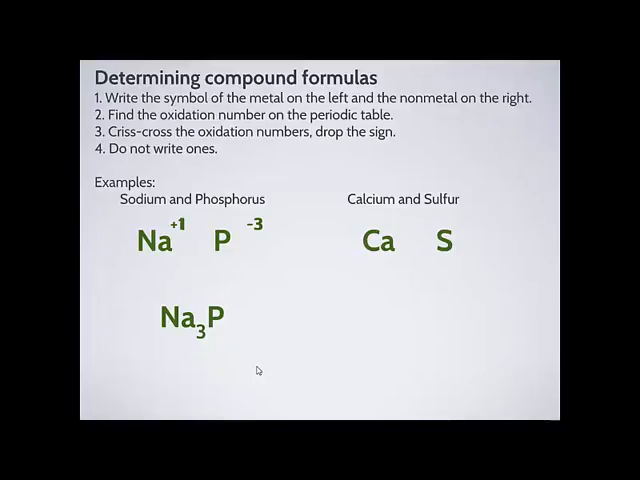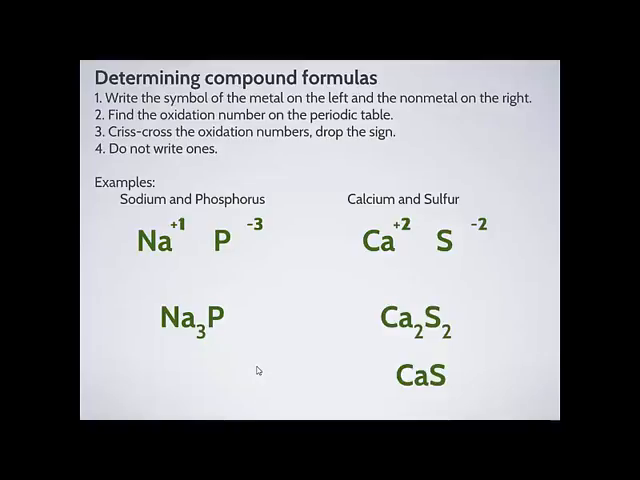Calcium and sulfur. What is calcium's oxidation number? +2. It has 2 extra electrons in its outer shell. How about sulfur, Gaetano? -2. Okay, minus 2. So again, we do our crisscross thing: Ca2S2.